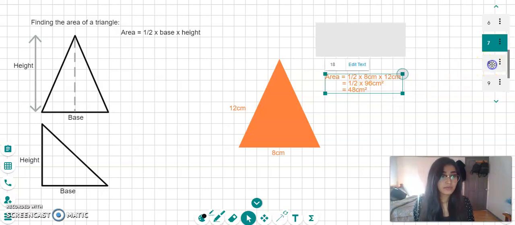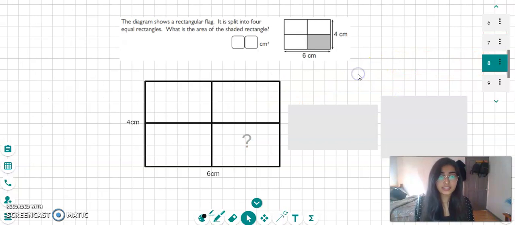Now, if we move on to this page, I've just taken this question from a CEM exam board 11 plus paper. So let's go through this together. The diagram shows a rectangular flag. It is split into 4 equal rectangles. What is the area of the shaded rectangle?